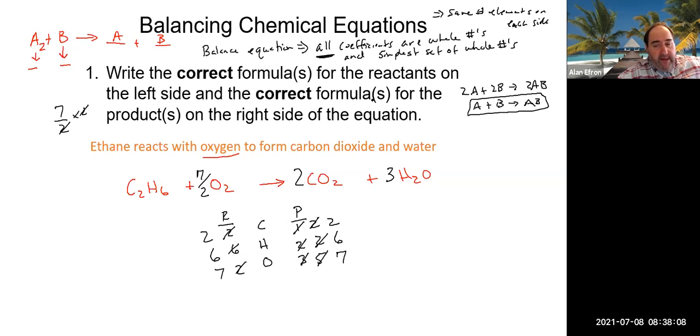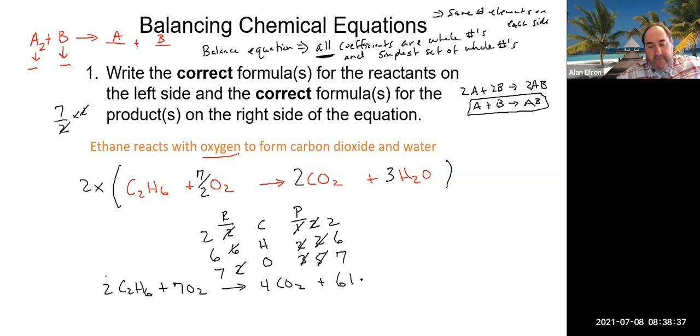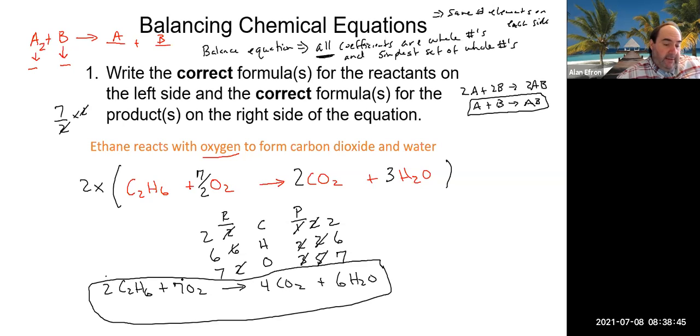So to get rid of a fraction, we basically have to multiply the entire equation by the denominator, what's on the bottom there. So we're going to multiply not just the fraction by 2, but everybody by 2. And when we do that, we end up with 2 of the C2H6 plus 7 of the O2 gives me 4 of the CO2 and 6 of the water. And if I did this correctly, we should still be balanced. And let's see if we are.